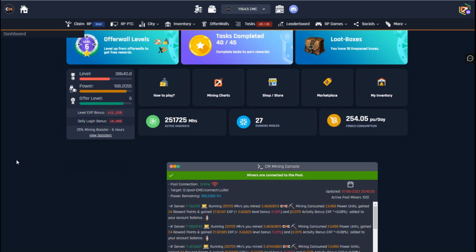Okay, so there we go. 25% mining, 6 hours. There you go. So tonight when I come in later, because I always come in twice a day to top up my power, that should be used up, which means I can then hit the 12-hour, and that will take me through the next day as well. So that's really good.